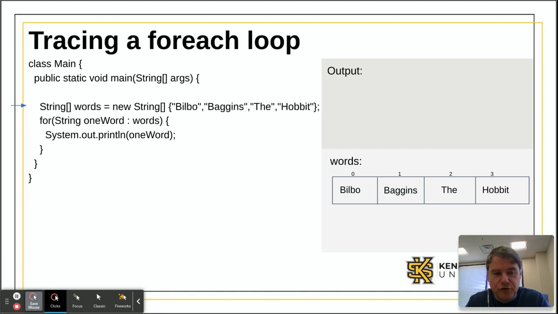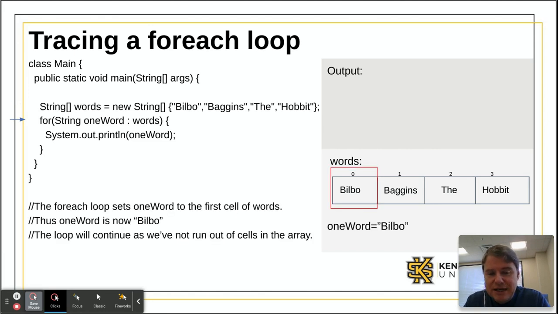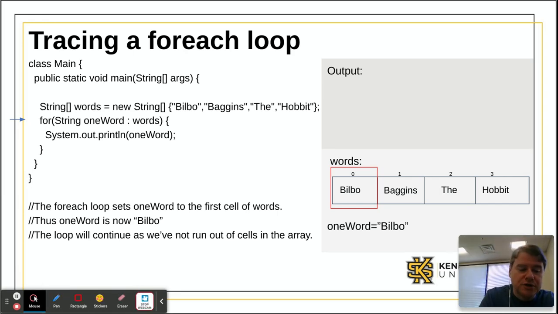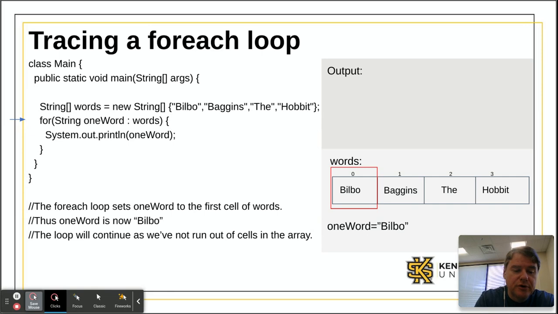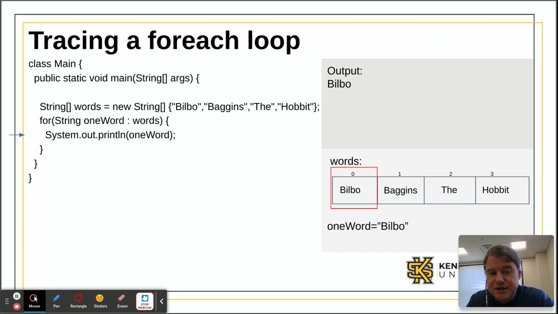All right, so now we're going to start our for each loop. So when we get to the beginning here, what it does is it checks to make sure that words is an array. It then checks to make sure that it's an array of strings, and assuming that both of those things were true, then it creates me a variable called oneword, and you can see that that got done down here, and it immediately sets the value from the first cell into that variable. So right now, oneword is equal to Bilbo, and then it's going to proceed through the entire loop, and while it's going through the loop, we have a variable called oneword that we can do anything we want with. And so, for example, if I come up here, it's going to print Bilbo when I print oneword.